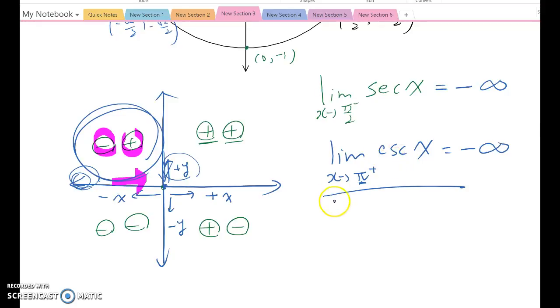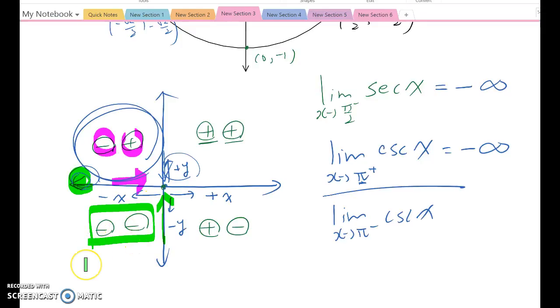But in this particular case, if I'm asking limit x moves to pi from the negative side of cosecant x, then pi is already from here, right? Angle pi is located here. Now negative y means right here, going toward here, which means it indicates this quadrant. So therefore the limit becomes positive infinity. It works for other functions like tangent or cotangent too.